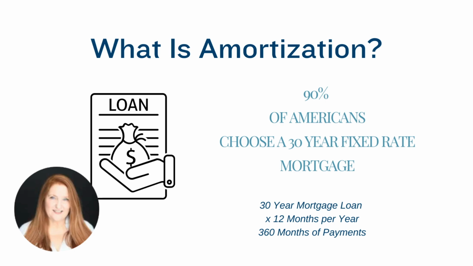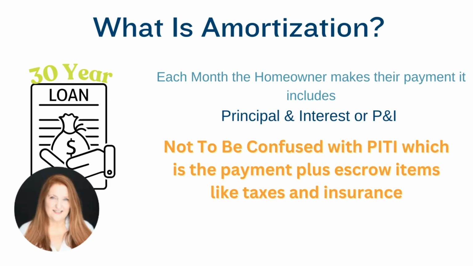Amortization takes into consideration that a 30-year fixed rate means 360 payments if you keep the home and the loan for the full 30 years. So 12 payments a year, 30 years, 360 payments. So how does that play out for you? Every month you're making your payment, you're paying principal and interest. That's paying back the loan, principal, and interest, bank fees.